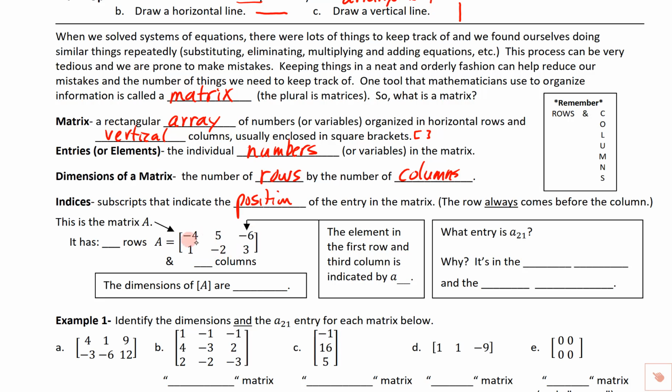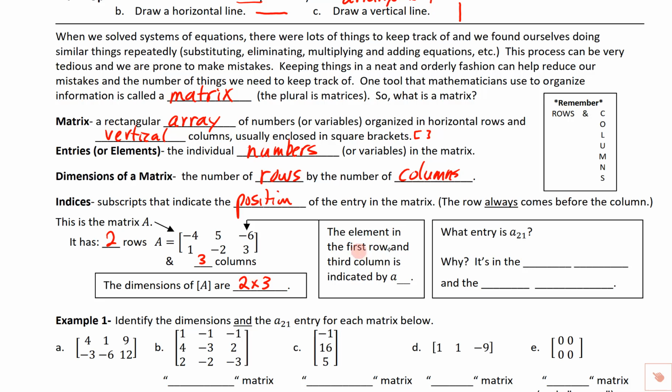So this actually has 2 rows. So we're going to write 2 right here. And it has 3 columns. Remember, the columns run vertically. So the first column is -4, 1. The second column is 5, -2. And the third column is -6, 3. So this has 3 columns. So the dimensions of that matrix, or the dimensions of A, are 2 by 3. Now we write a tiny little x like that and we say the word by. So this is a 2 by 3 matrix.